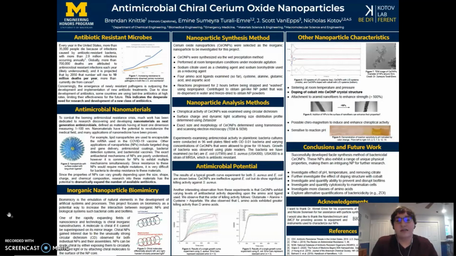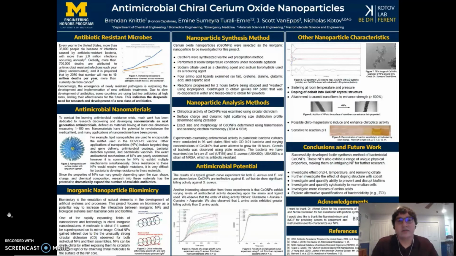So we synthesized our cerium oxide nanoparticles using the wet precipitation method, which is a fancy term for just adding all the liquids together and having them react as one big batch. So we wanted to keep our reaction process as simple as possible. So it was all performed at room temperature, room pressure, under moderate agitation. We used a bunch of organic solvents. So sodium citrate was used as a chelating agent, and sodium borohydride was used as a reducing agent.